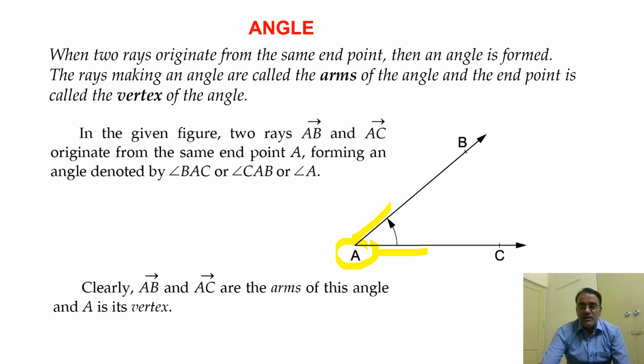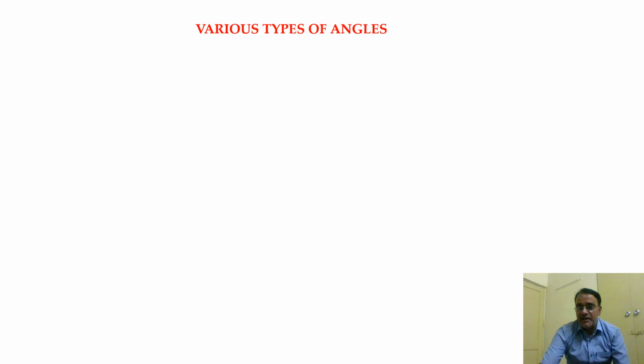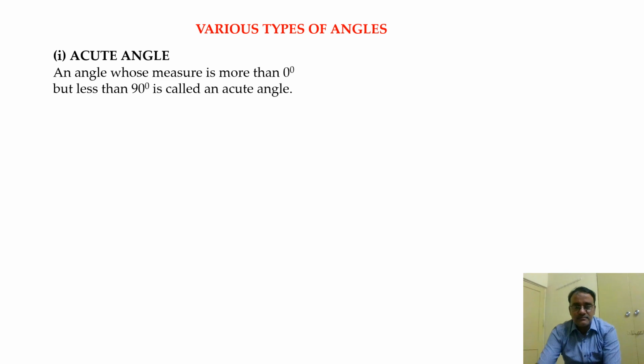Right, now we will see various types of angles. The second topic. The first type of angle is acute angle. You have been reading about acute angle since childhood. The measure of an angle which is more than 0 degree and less than 90 degree is called acute angle. Example: 40 degree, 30 degree, 45 degree. So this is one example of acute angle. It is less than 90 degree and greater than 0.